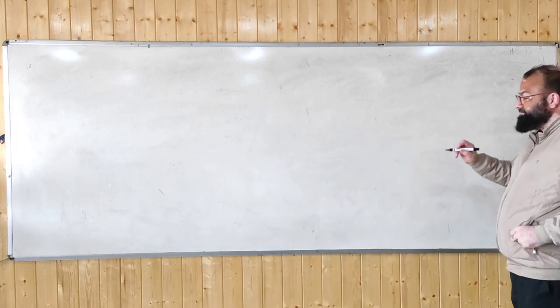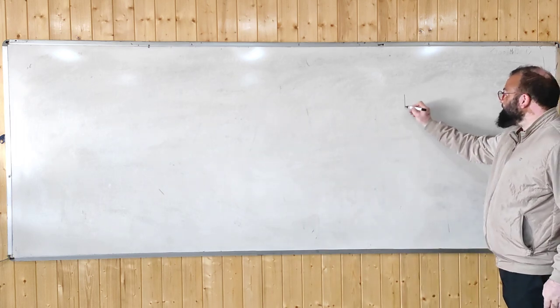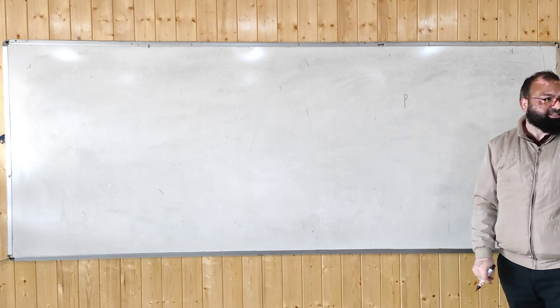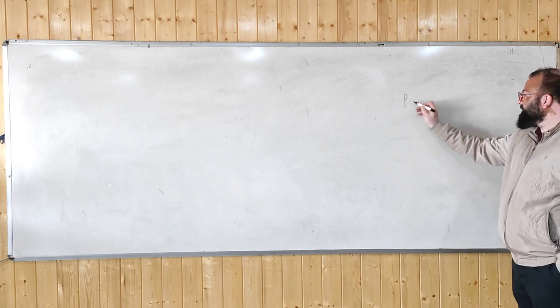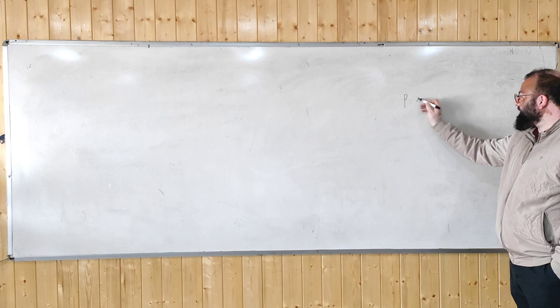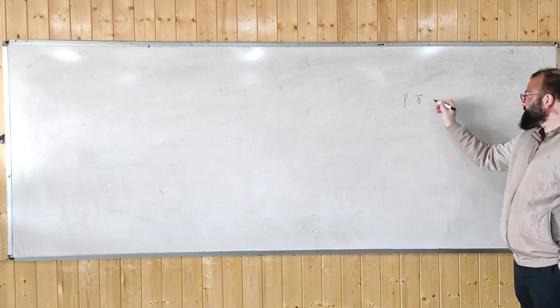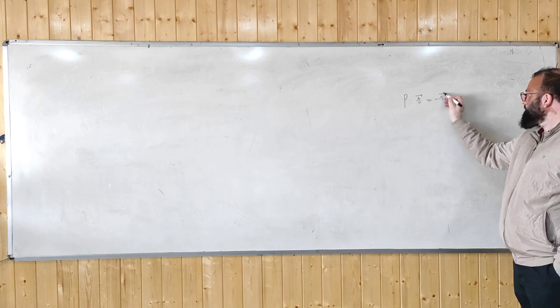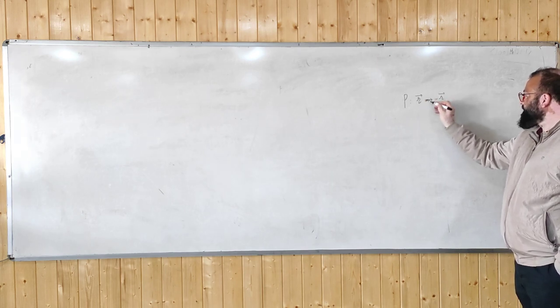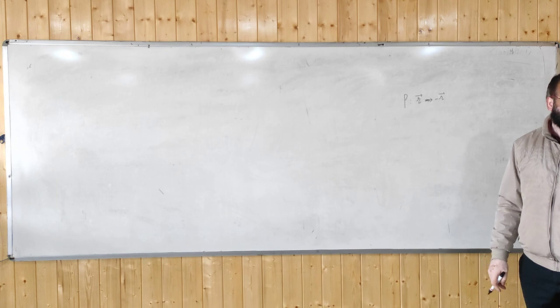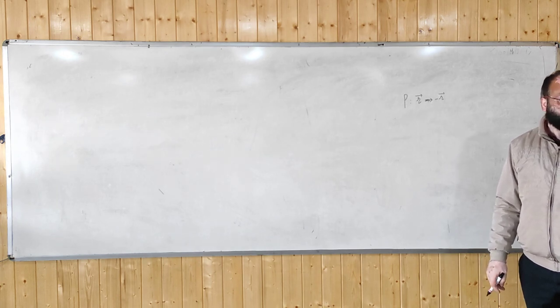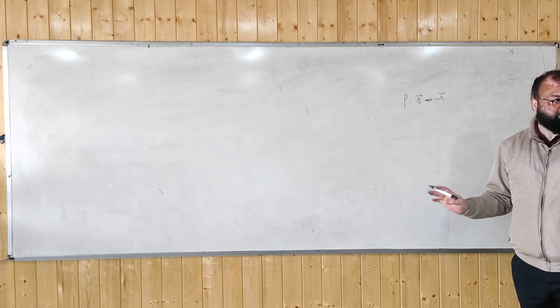Okay, so the parity. Parity is an operation. It's a discrete operation. Clear? It will take your vector r, not the radial coordinate, vector r to minus r. It is a kind of operation. Clear? So now tell me, what is the matrix that will correspond to it?